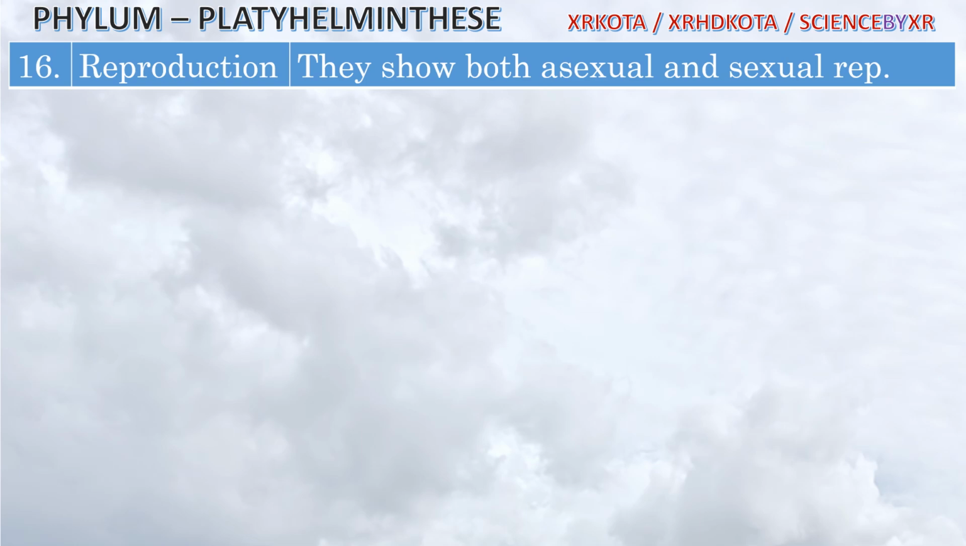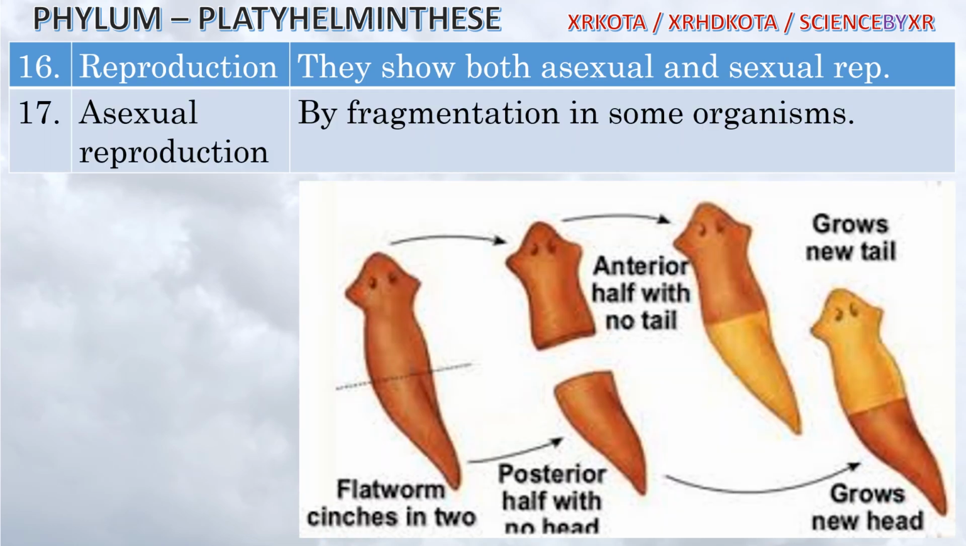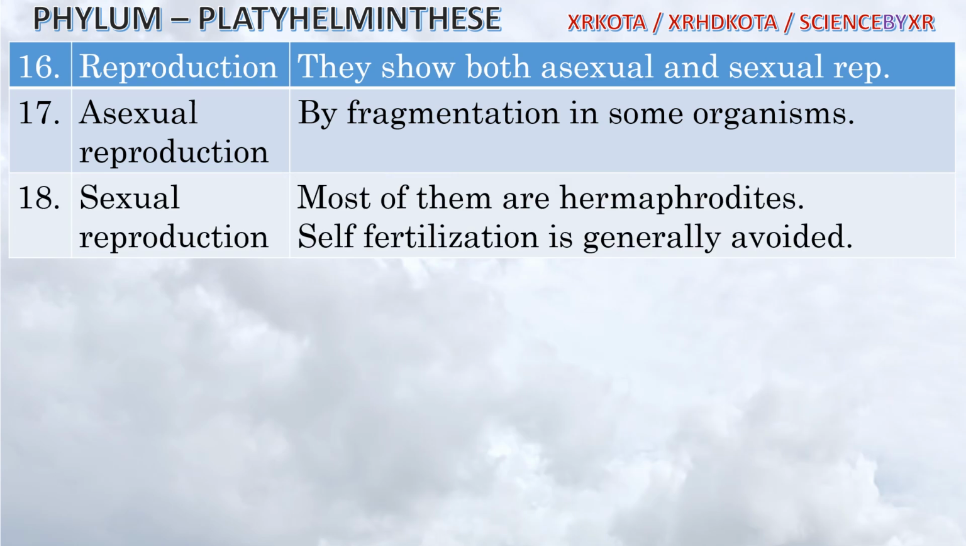Reproduction. So this shows both asexual and sexual reproduction. Asexual reproduction is by fragmentation as shown in planaria. If you cut the planaria into two or more parts, each part with sufficient cell mass will develop into a new individual. Okay, so suppose this one is developed here, the same way this will also develop. So this is how the fragmentation takes place in them.